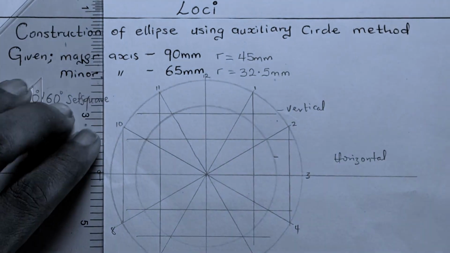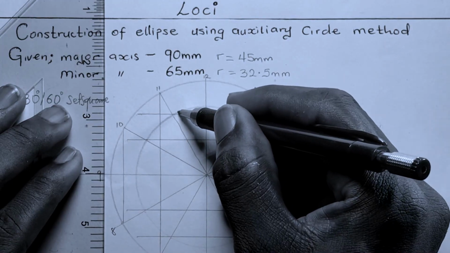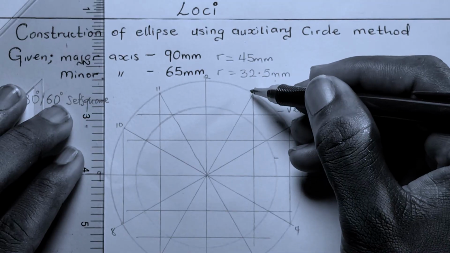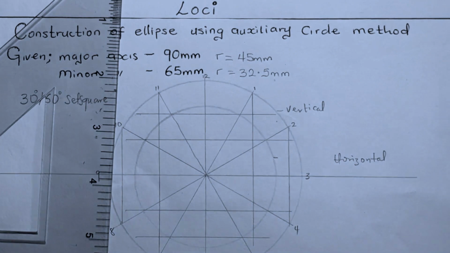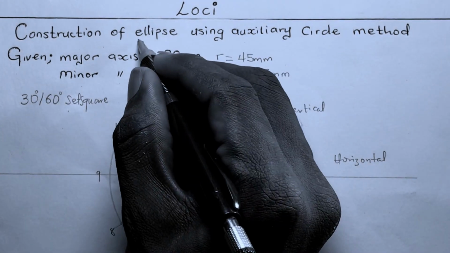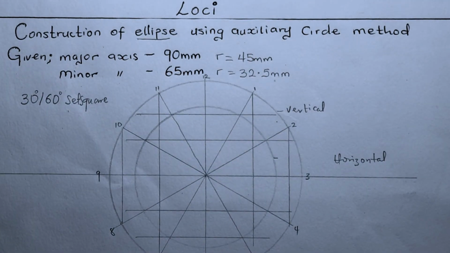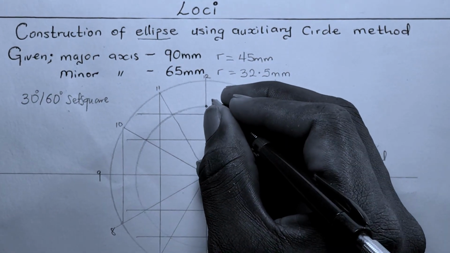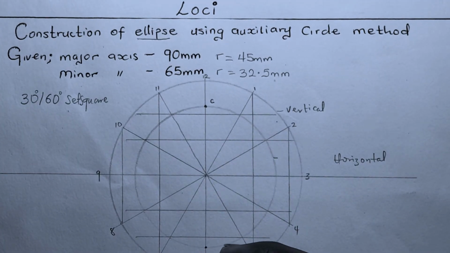So with this, we have all our horizontal lines from the interior circle, which is the minor axis, and we have our vertical lines from the exterior circle, which is the major axis. So from this, we are going to be mapping out our ellipse from different points of interception, and the first point of interception is this point, which I recognize as point C, and this point which I represent as point D.